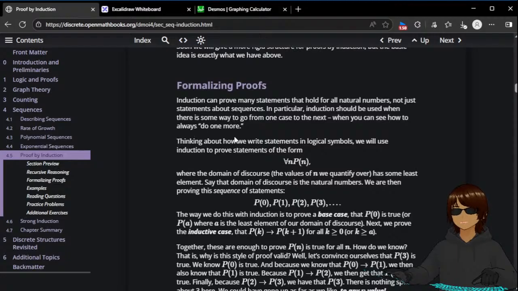Thinking about how we write statements in logical symbols, we will use induction to prove statements of the form for all n P(n), where the domain of discourse has some least element. Say that the domain of discourse is the natural numbers. We are then proving this sequence of statements P0, P1, P2, P3.